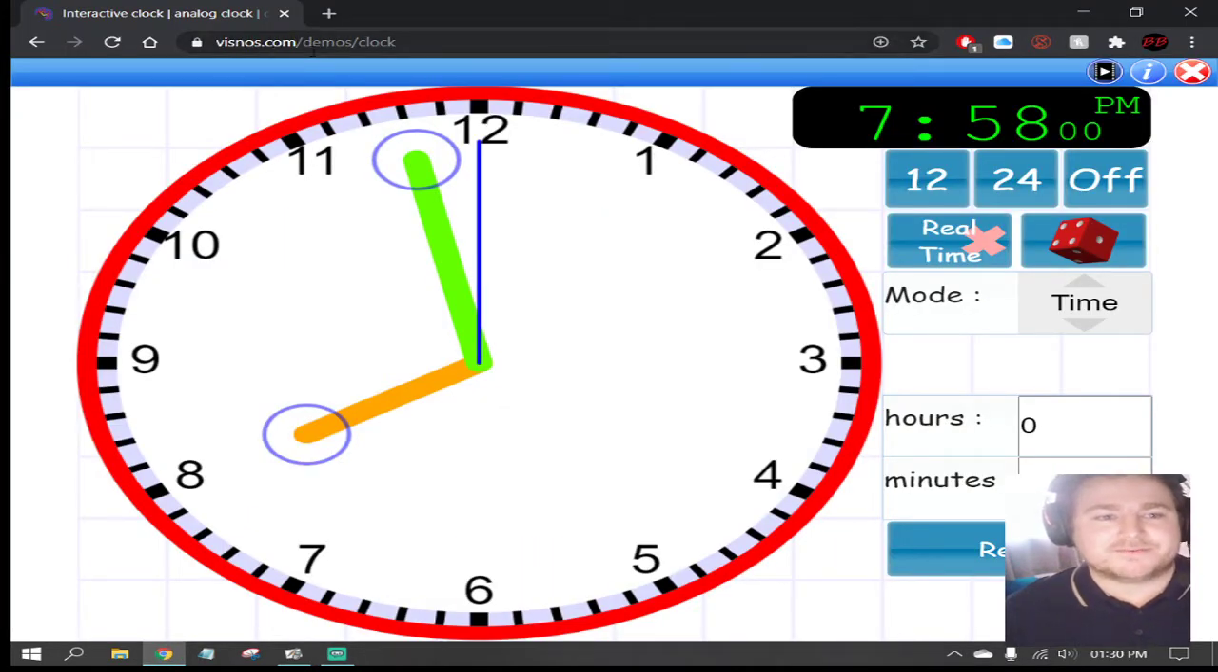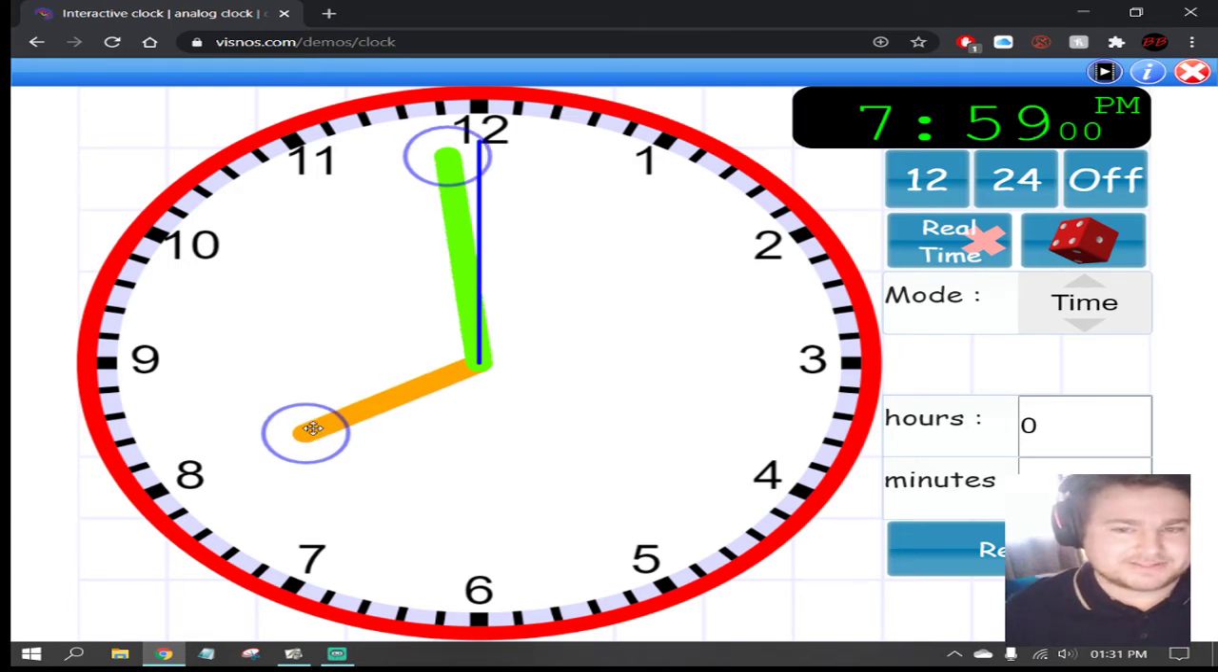It's called visnos.com/demos/clock. Now, we need to set it up before we do anything. As you can see, it's all a bit higgledy-piggledy at the moment. So, the best way to set it up, grab the small hand. I'll pause. The small hand. What does that mean? It's the hour hand. Wherever this hand is pointing to, the smaller of the two hands, that is the hour hand. So at the moment it's pointing to the 8.